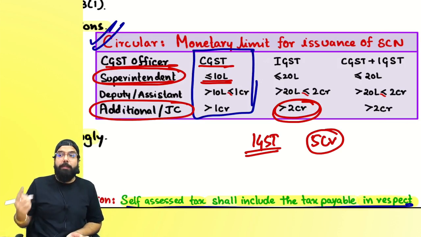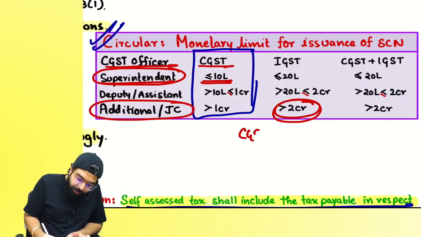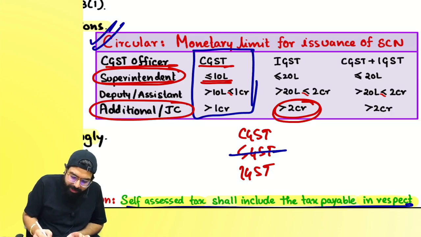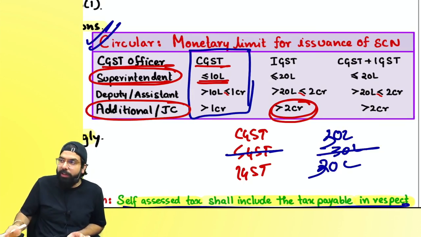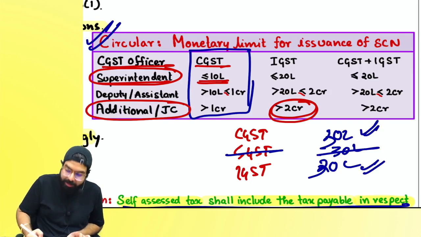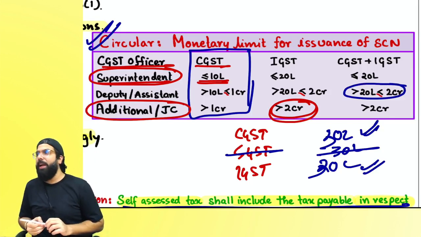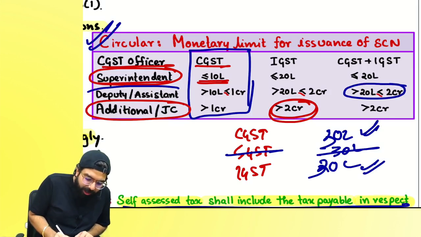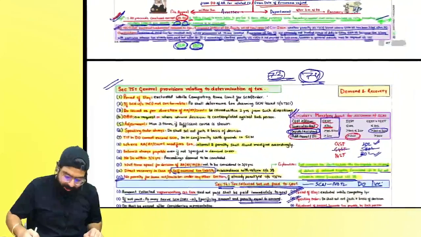You have done a mistake where you have not paid CGST, SGST and IGST. Sir, here the CGST amount is supposedly 20 lakh, and the IGST amount is 30 lakh. SGST is also 30 lakh. Don't see the SGST amount. See the CGST plus IGST, 60 lakh rupees. Sir, where will it fall? Greater than 20 lakh up to 2 crore. Who will give the order? The show cause notice and the demand order by the Deputy Commissioner or Assistant Commissioner.